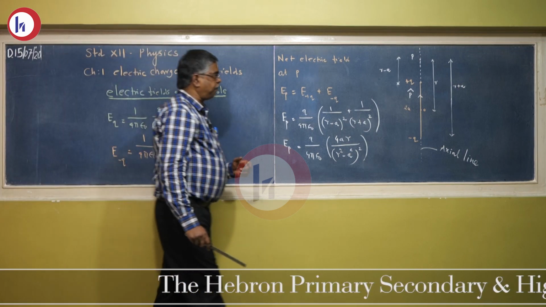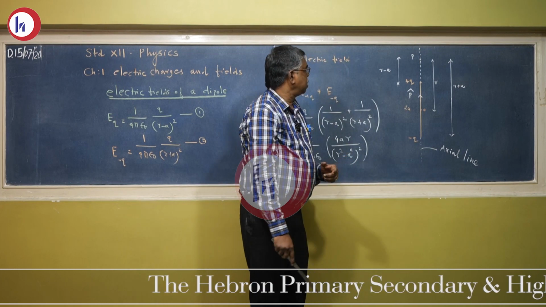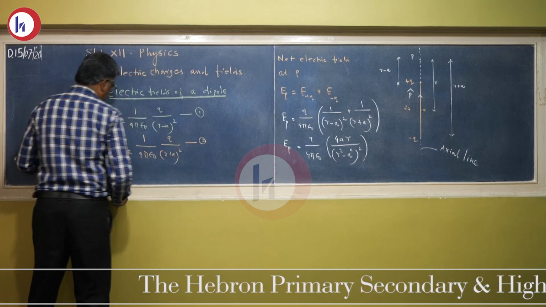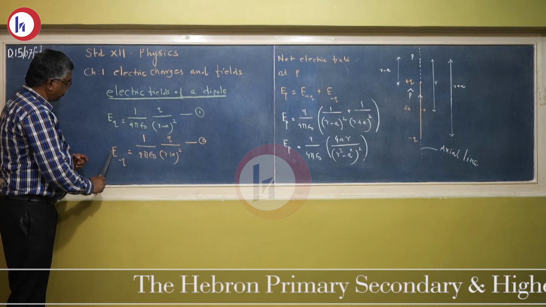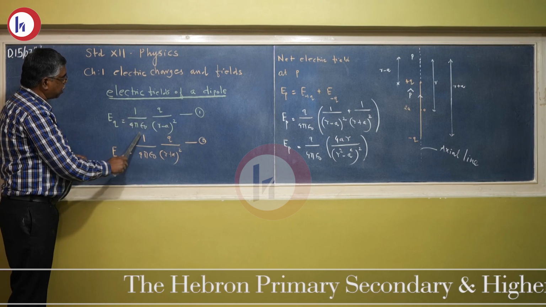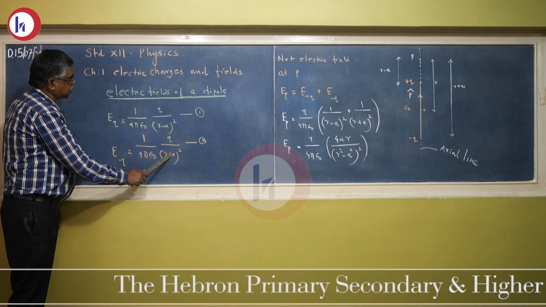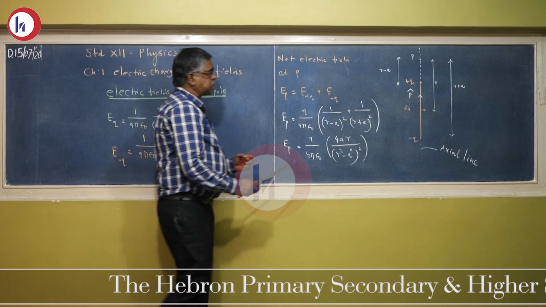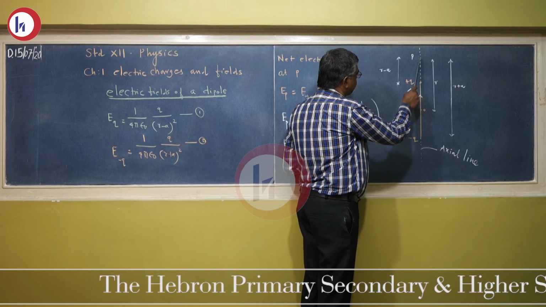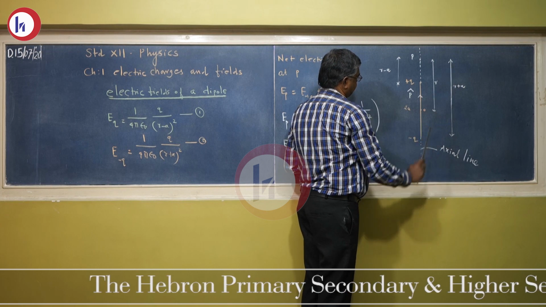Next, the electric field at point P due to the negative charge is given by E minus q equal to 1 upon 4 pi epsilon 0 into q upon (r plus a) whole square. Here the distance of the minus q charge from the point P is r plus a.